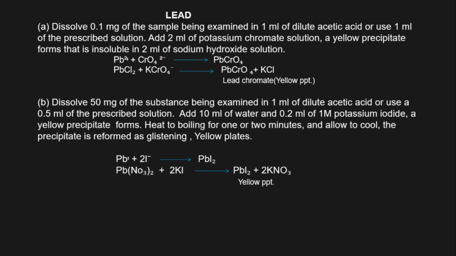The second method for identification of lead is dissolve 50 mg of the substance being examined in 1 ml of dilute acetic acid or use 0.5 ml of the prescribed solution. Add 10 ml of water and 0.2 ml of 1 molar potassium iodide. A yellow precipitate forms. Heat to boiling for 1 or 2 minutes and allow to cool. The precipitate is reformed as glistening yellow pellets. Here lead nitrate when treated with potassium iodide results in lead iodide, which gives you yellow precipitate.